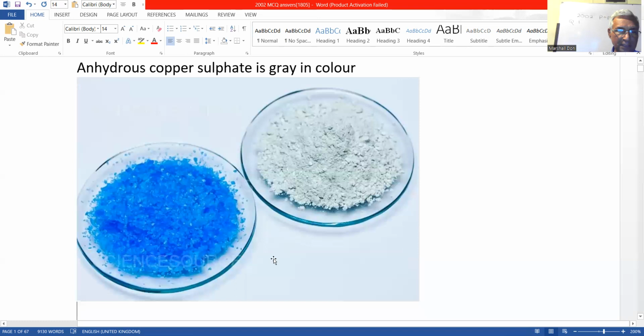So this is CuSO4, 5H2O. When the water molecules are removed, this is called anhydrous copper sulfate. You get a gray color powder. So it is not a crystal, it is a gray color powder. This is also copper sulfate, but without water. That is, 5H2O is removed.